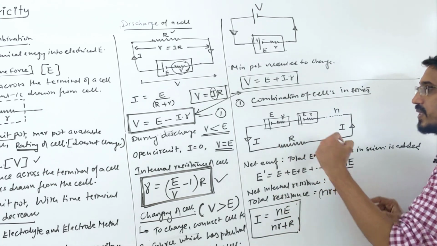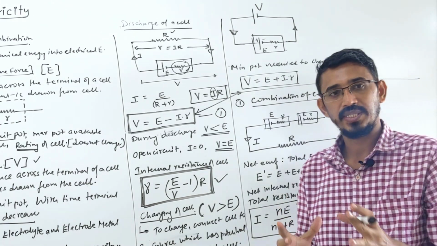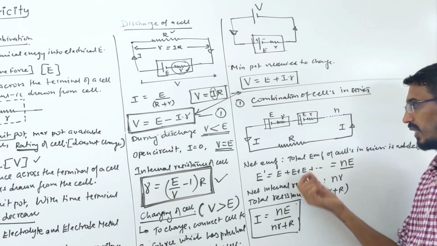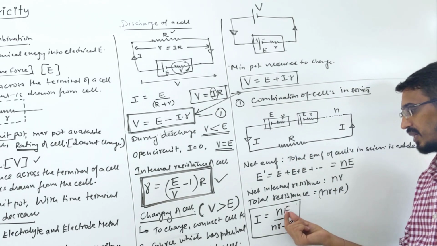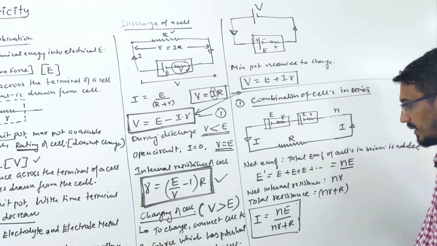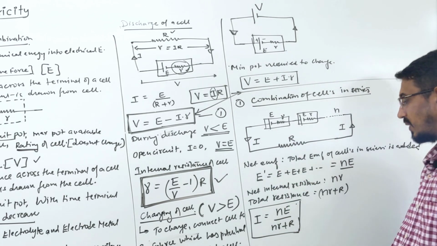If n number of cells of the same type are connected in series to an external resistance R, then the current flowing in the circuit is n E upon n r plus R. Correct? This is a general formula. You have to remember it, and you have to understand it also.